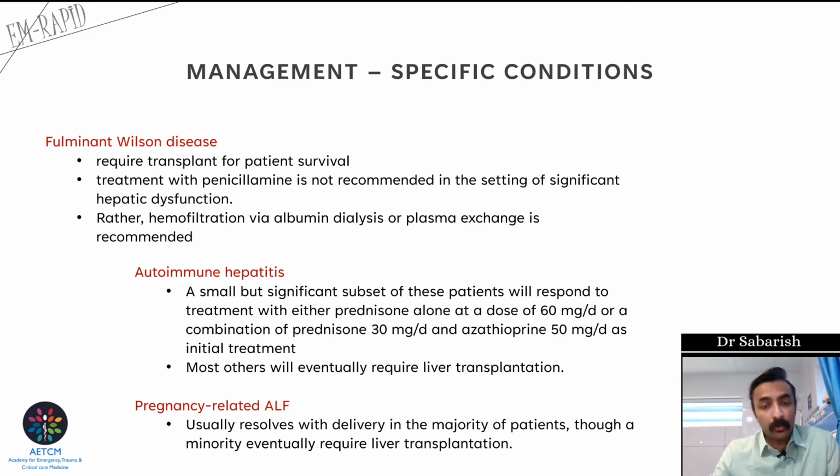And regarding autoimmune hepatitis, yes, when the diagnosis is proven as autoimmune hepatitis, definitely there is a role of giving steroids. The usual dose of 60 mg per day of prednisolone, or a combination of prednisolone plus azathioprine 50 mg per day, could be an initial treatment choice. Pregnancy-related ALF is usually self-limiting after delivery and is managed with supportive care, and very rarely might require liver transplantation.